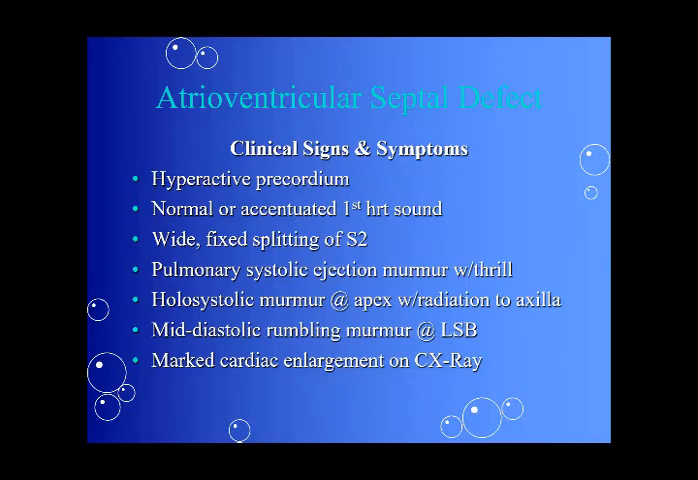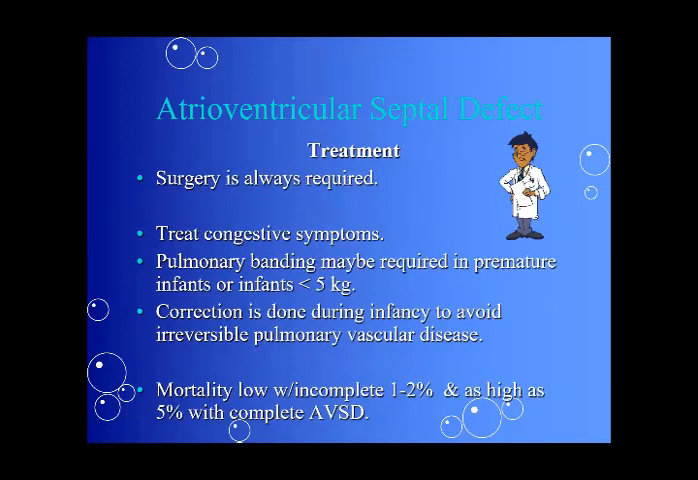A mid-diastolic rumbling murmur is present at the lower sternal border, and there is marked cardiac enlargement on X-ray. Surgery is always required to treat the atrioventricular septal defect and congestive symptoms. Pulmonary banding may be required in a premature infant or an infant less than 5 kg to prevent the development of pulmonary hypertension. Correction is done during infancy to avoid irreversible pulmonary vascular disease. Mortality is usually low, 1 to 2% with incomplete and as high as 5% with complete AVSD.